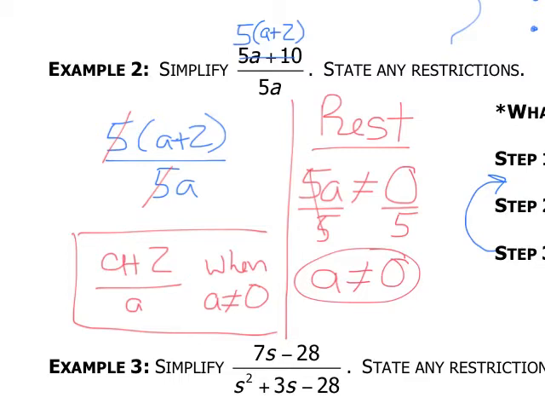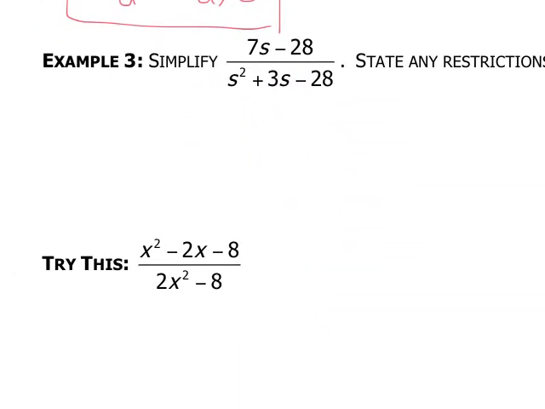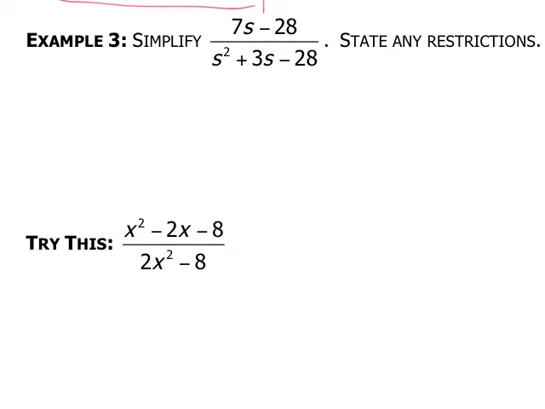All right, let's look at one more example together to pull it all together here. I want to simplify this and state any restriction. So I start out by factoring. On top, I try a GCF, and both of these are divisible by 7.